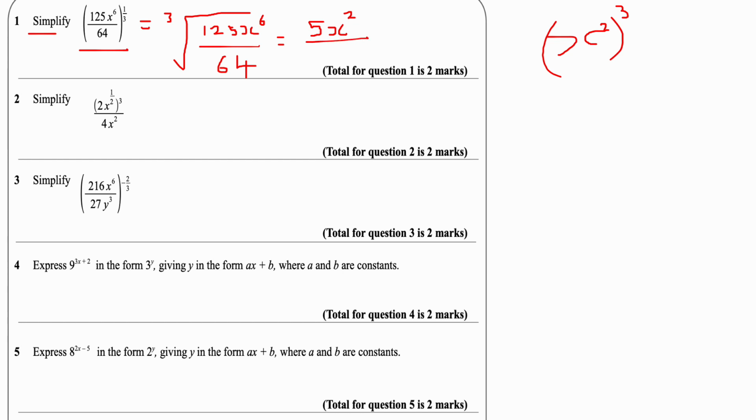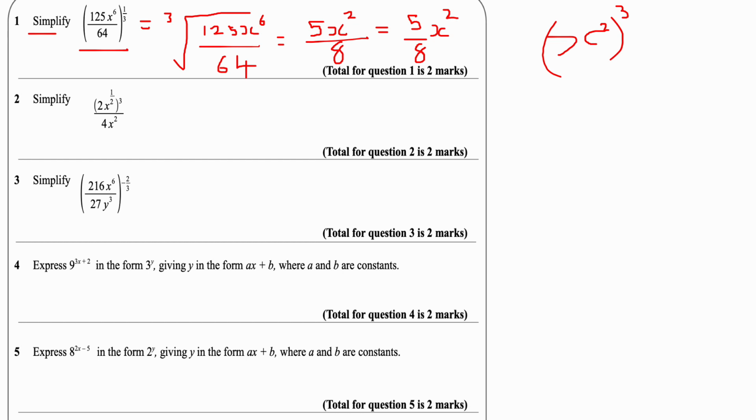I just times the powers. All divided by the cube root of 64, which is equal to 8. So it's 5x squared over 8, or I can write it as 5/8 x squared guys. So either way is fine and appropriate.